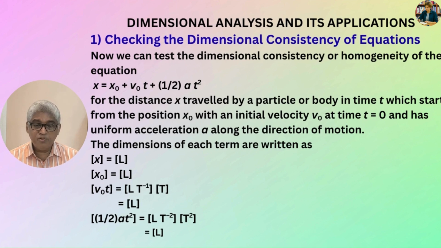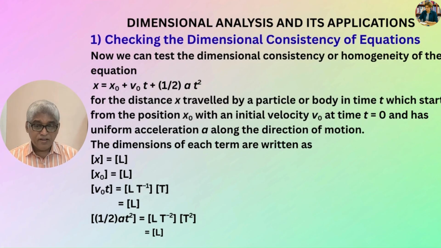Similarly, in half at square, half is a constant, so keep it aside. How do we write acceleration? L T raised to minus 2, and t square as T raised to 2. So T raised to minus 2 and plus 2 will cancel out. We use the laws of indices here. So finally we get L. Thus this entire expression is consistent, or we can say that we can test the homogeneity of this equation.